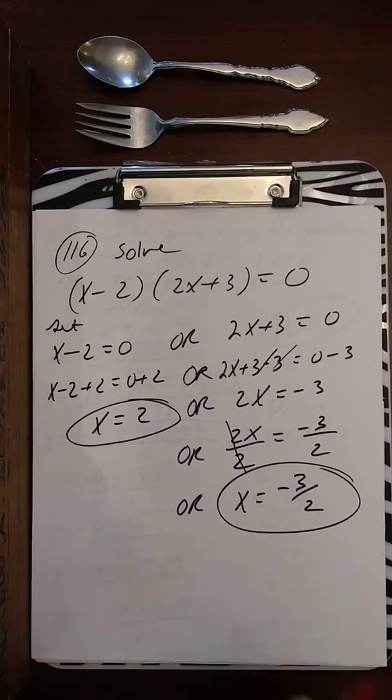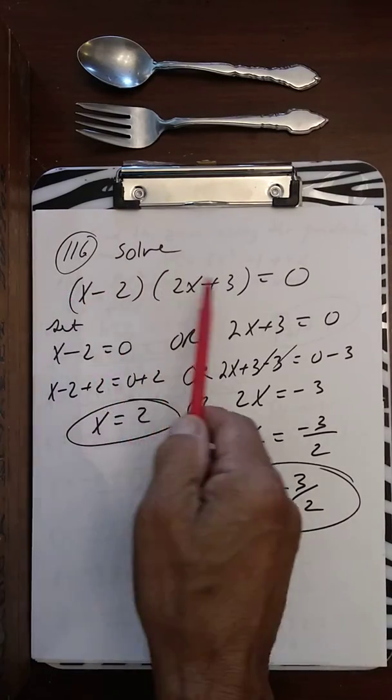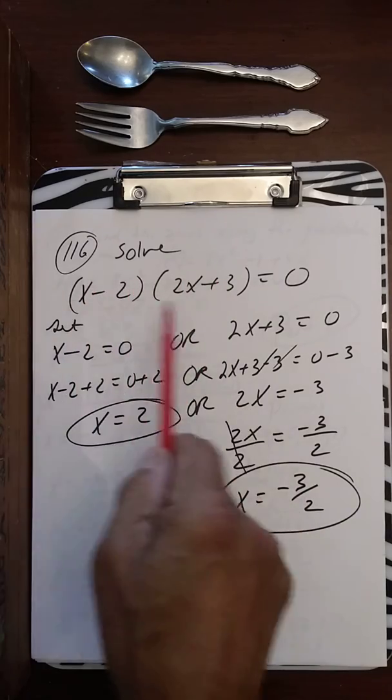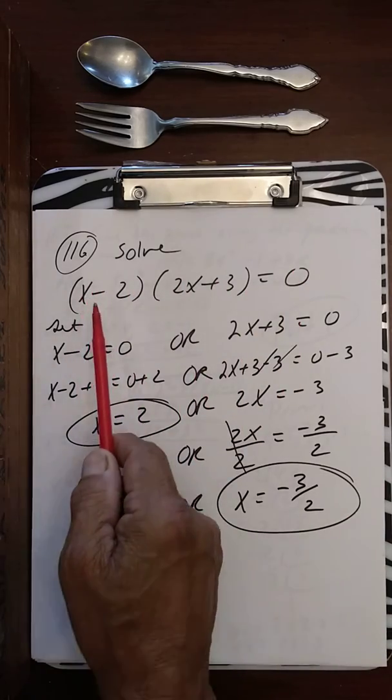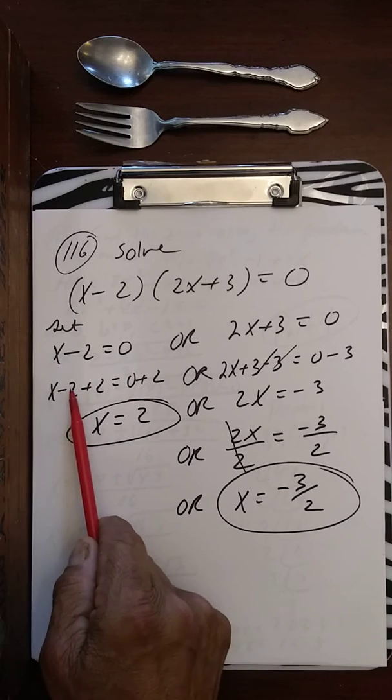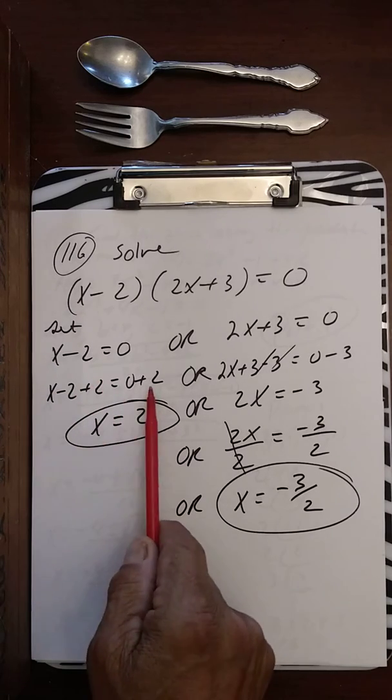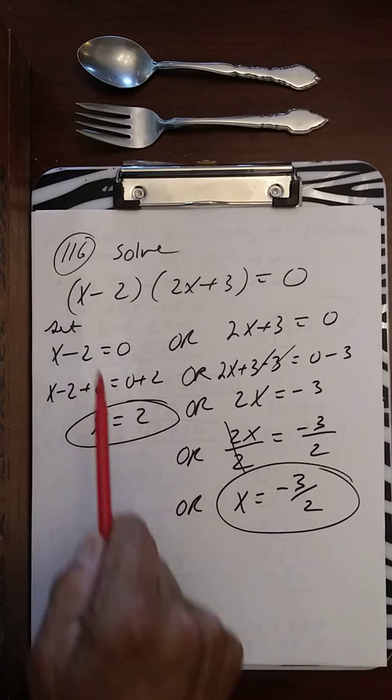Solve. It's already factored, two pieces, A times B. So if this is 0 or this is 0, the product is 0. Let's go from there. X minus 2 equals 0. Plus 2, these go away. So now we have x equals 2. One answer that works, because 2 minus 2 is 0.